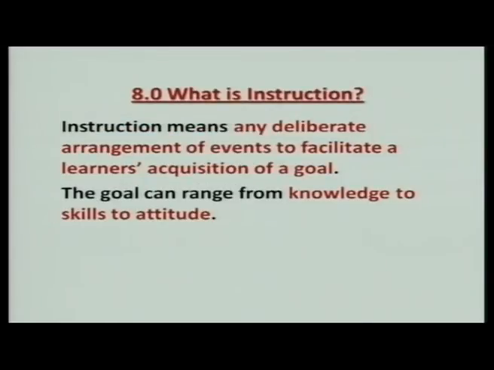Now, coming to the second part, till now I have discussed learning. Coming to the second one, what is instruction? Instruction means any deliberate arrangement of events to facilitate a learner's acquisition of a goal. What is that? Any deliberate arrangement of events. That means deliberately you can arrange some events. Why? Because you want to facilitate the learner to achieve the goal. That is very simple.